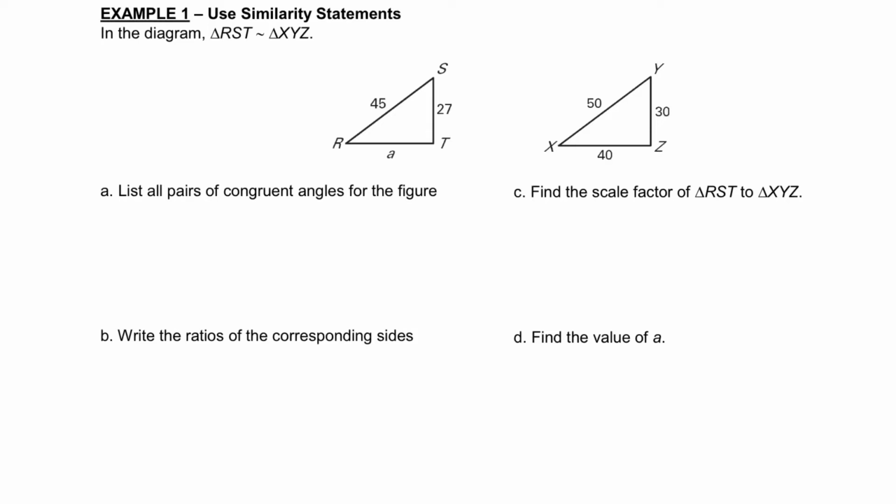So in part A, they want us to list all the pairs of congruent angles for the figure. Well, we could do this not even looking at the figure, because of the way that we write this statement, we have to match things up in the correct order. Right now we know that the first letter corresponds with the first letter. So that means angle R corresponds with angle X, and since they're similar, those two angles are going to be congruent. The same thing with the second letters S and Y, and then the third letters T and Z. So let's write down all three pairs of congruent angles for part A.